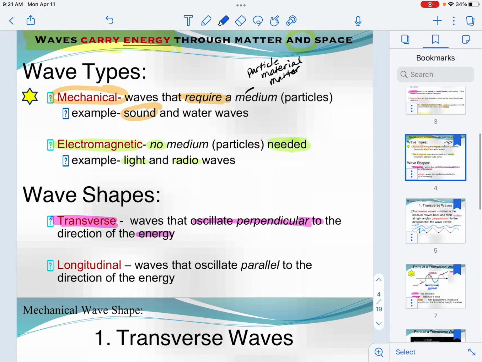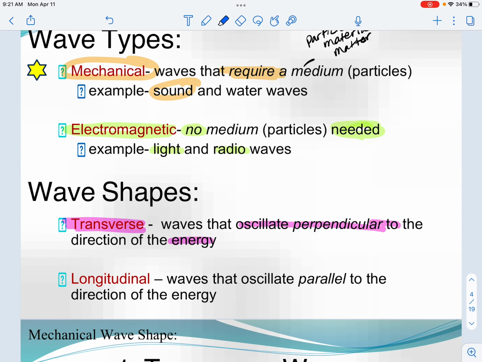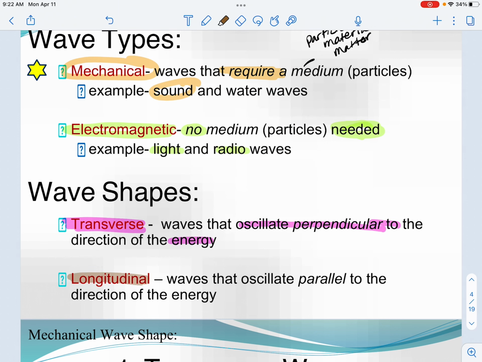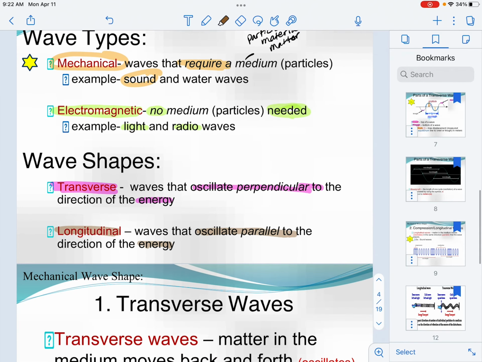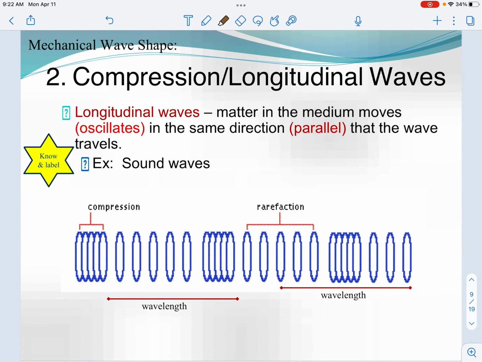Now the other type of wave shape was called a longitudinal wave, and here we identify a longitudinal wave as being a wave that oscillates parallel to the energy of the wave. So let's take a look at a longitudinal wave and see how that is going to be different. Our longitudinal wave is sometimes also called a compression wave, but if we look at our wave down here, we have an area where the molecules are squished or packed in together, and so this is going to be one of the phases, one of the parts of our wave.